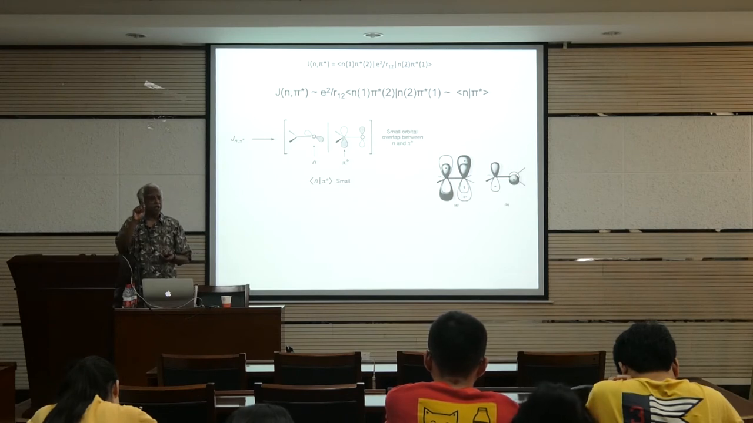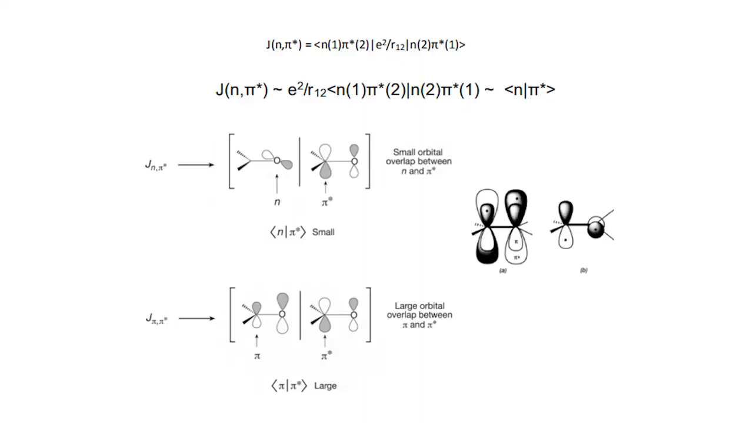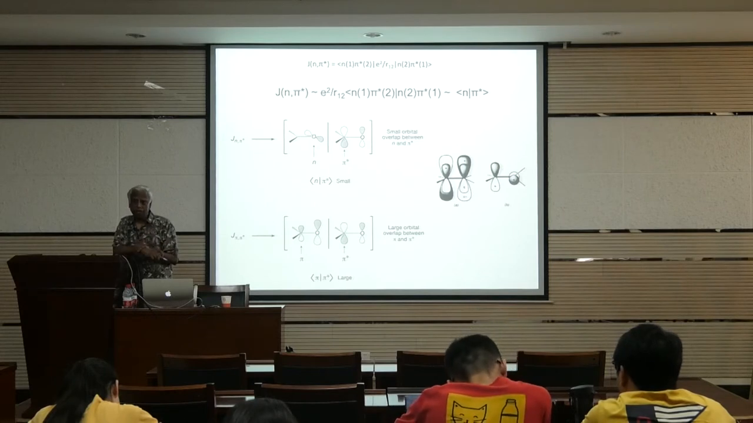If there are, for example, n and pi star, the n orbital is perpendicular. When you say pi orbital, it is px, and then the py and pz are the ones which become the lone pair. Px and py are perpendicular orbitals. There is very little overlap between this and that. Now, if you take pi and pi star, they are in the same space, there is a larger overlap. So if you have electronic states with a larger overlap between the two orbitals where the two electrons are, the gap between singlet and triplet will be large. If they are in two different orbitals where the orbital overlap is small, the singlet triplet gap will be small.